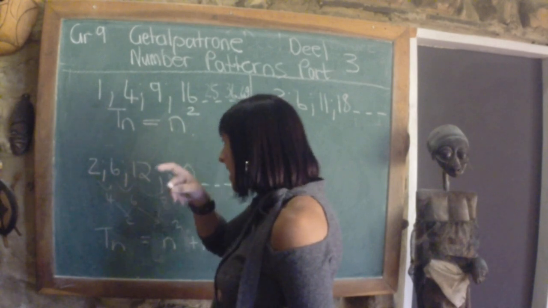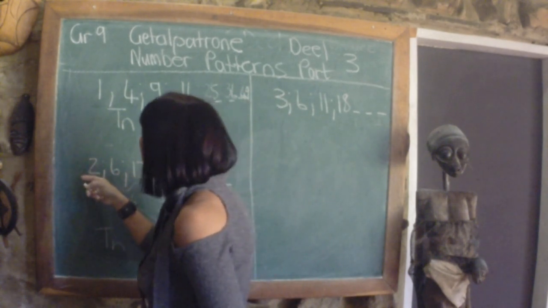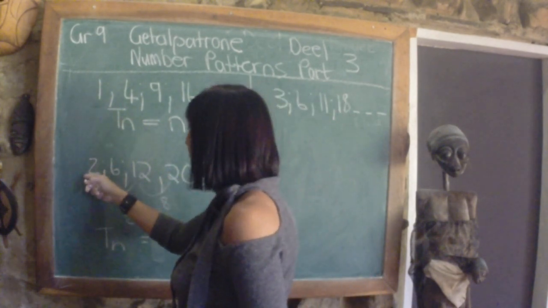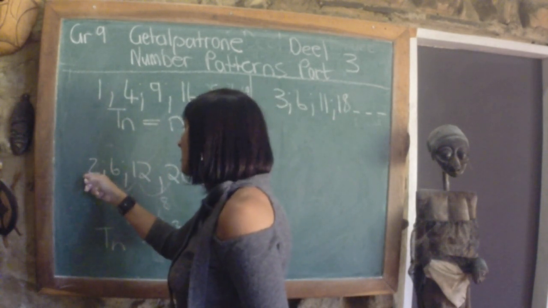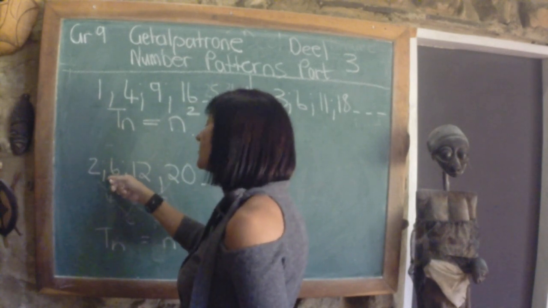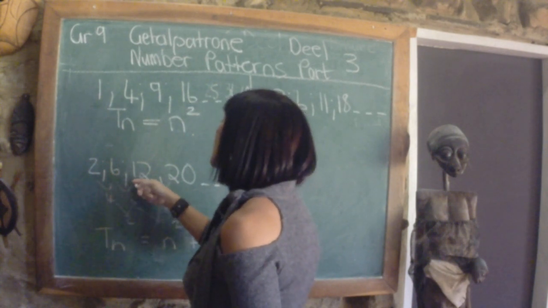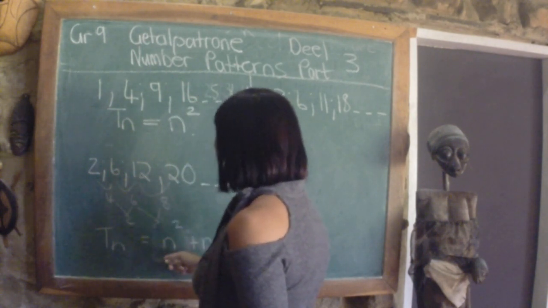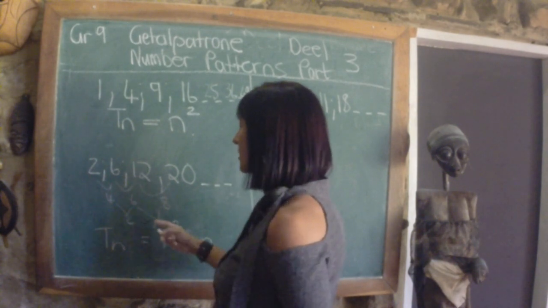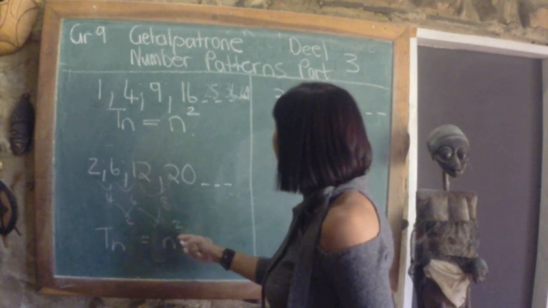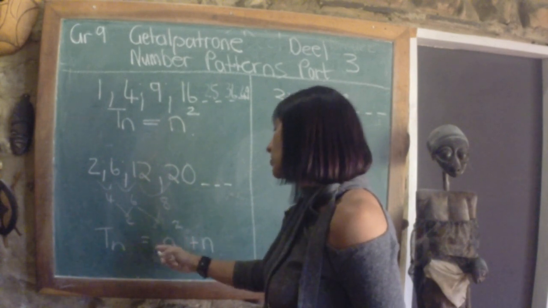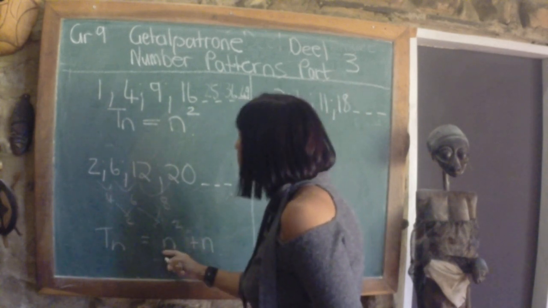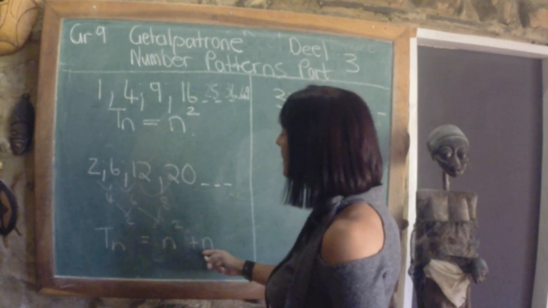So I need to add the same thing to the n square. So if I've got 1 square, I need to add 1. If I've got 2 square, I need to add 2. If I've got 3 square, I need to add 3. So how will I write that? N square plus n. Because if it's 1 square, I need to add 1. If it's 2 square, I need to add 2. So if it's n square, I need to add n.